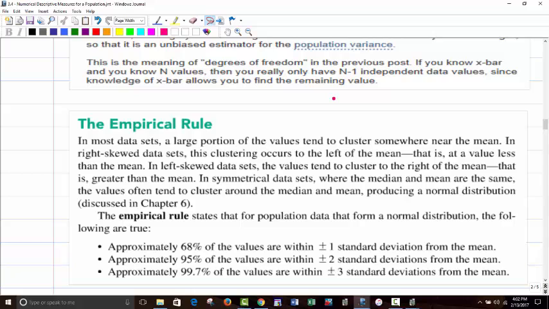Now, okay, now we're going to look and see how data mean and standard deviation work together in problems to tell you information about data sets.